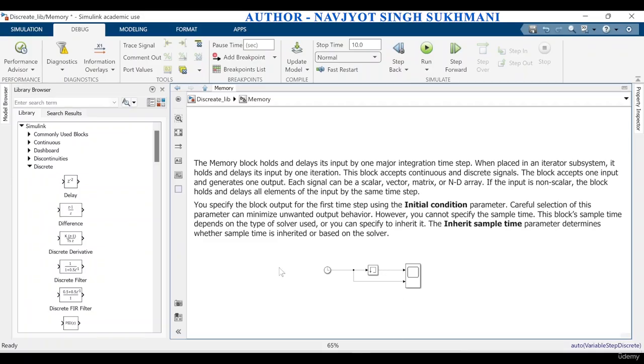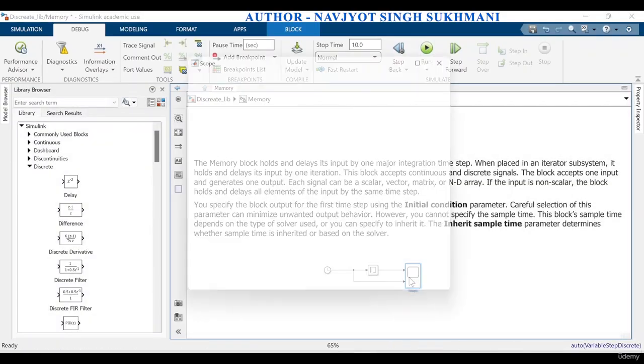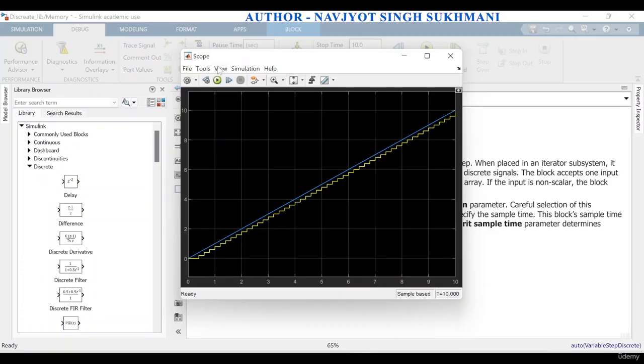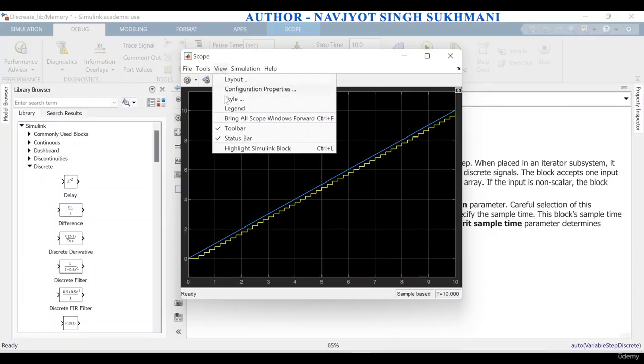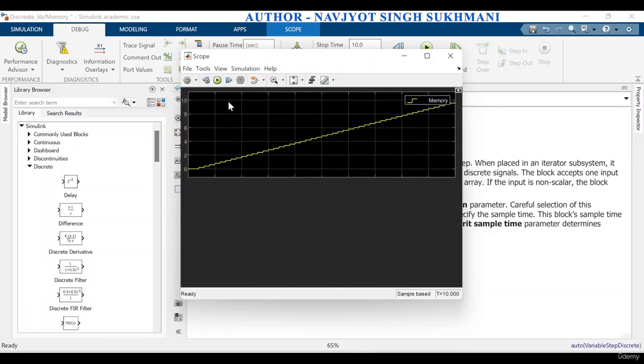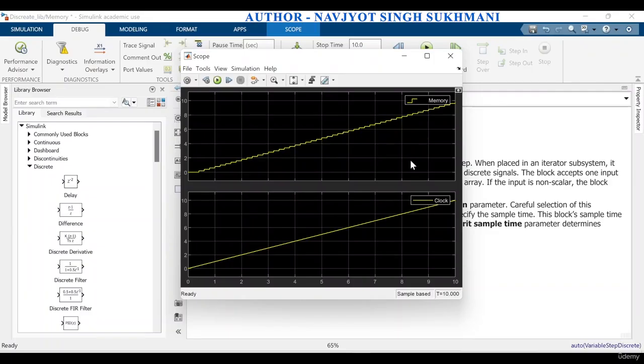Here you can see I have connected a clock with this memory block, and this is connected to the scope. If I simulate this, you can see the scope results here. With the legend we can see which is the memory output and which is the clock output. If I divide this in two using the layout, you can see now this is my memory output, this is my clock output.